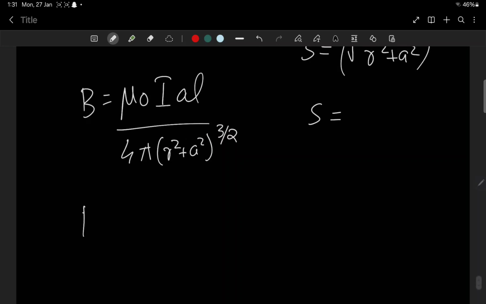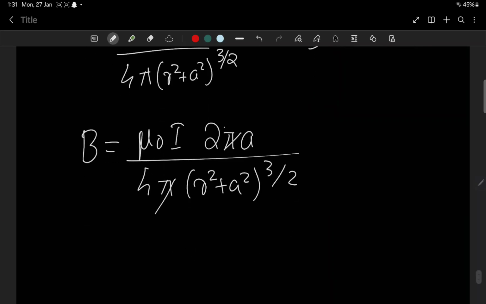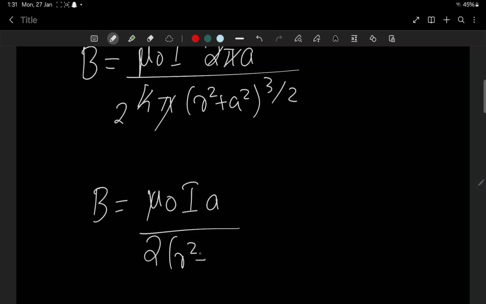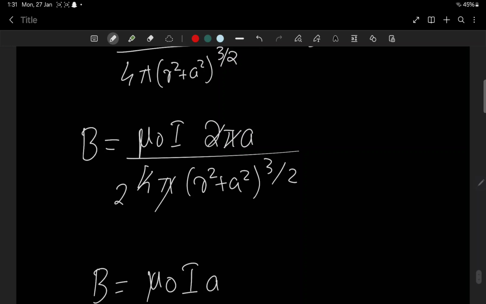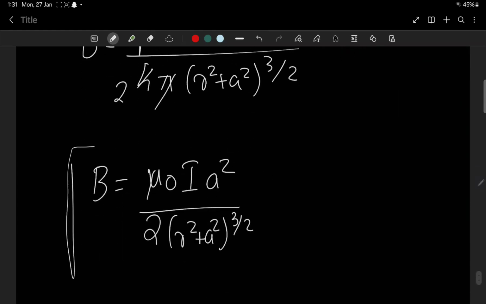Now what is this total length L? L is the circumference of the loop, 2 pi a. So B equals mu 0 I by 2 pi a by 4 pi, r square plus a square raised to 3 by 2. Cancel pi and 2. Therefore finally the answer is B equals mu 0 I a square by 2 times r square plus a square raised to 3 by 2. Here we already have an a, so a square will come here.